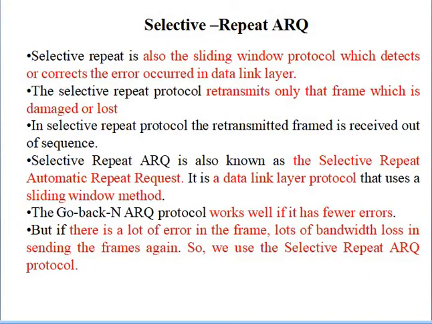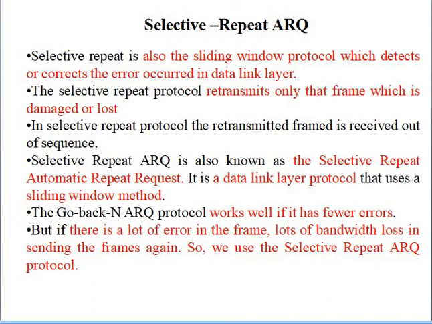Suppose frames 0, 1, 2, 3 are sent by the sender. But here frame 2 is damaged, yet frame 3 is also received. After receiving the second frame, the sequence is broken, meaning it is out of sequence. Selective repeat ARQ is also known as selective repeat automatic repeat request, and it is a data link layer protocol that uses a sliding window method.